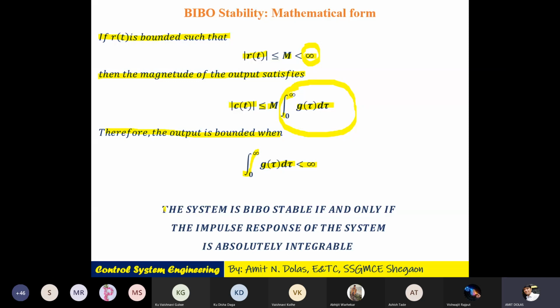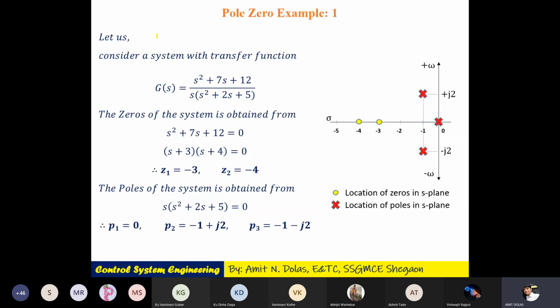We have the diagram with some waveforms here to understand what is absolute integration and how it is absolutely stable. So here it is absolutely integrable for this condition. So that's why it is absolutely stable. For an example, we have a transfer function G of s equal to s square plus 7s plus 12 divided by s into s square plus 2s plus 5.